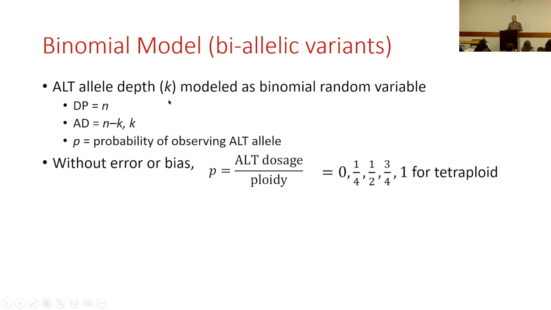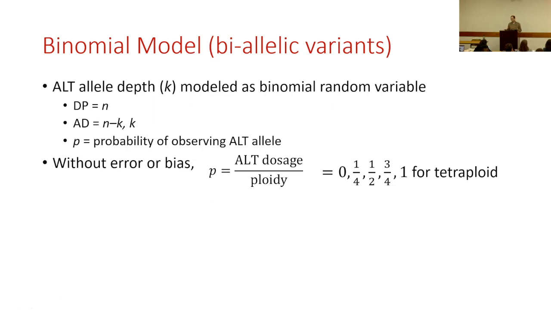So the total depth of the alternate allele is this random variable. We have n, the total number of reads. Here's the comma delimited AD field, which has n minus k for the reference allele, k for the alternate allele. And then you have this probability of observing the alternate allele, which like in a fair coin is a half. You get equal probability of heads and tails. And if you had 0 error or bias or other complexities, you'd expect that probability to equal the dosage of the alternate allele divided by the ploidy.